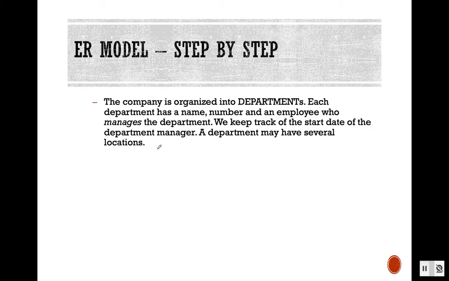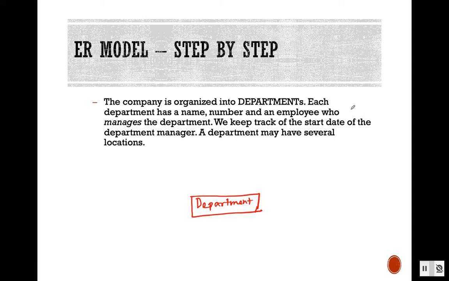All right. So the document said that the company is organized into departments. So we are going to track the list of departments. Okay, so we will have an entity type of department. So for the entity, we are going to represent the entity using this rectangular box, and each entity type will have a couple of attributes. Okay, and what will be the attributes?